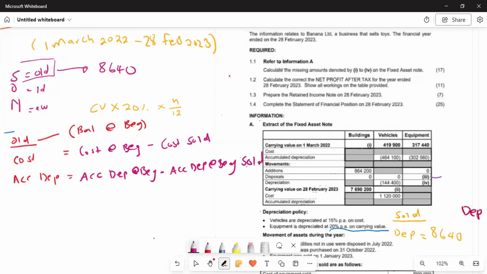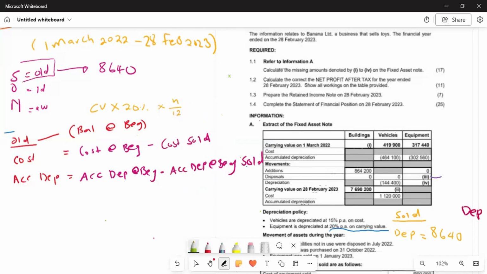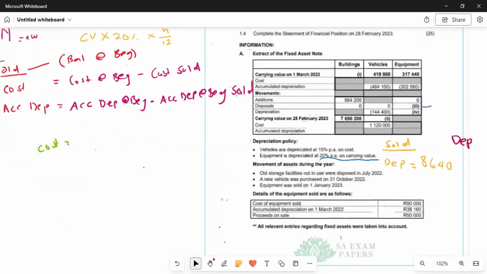Right. Now, let us try and identify these values here. So we're going to first start off with our cost. So our cost at the beginning of the year with regards to our equipment. It was not given, meaning that we need to calculate it. Why? We have the carrying value, we have the accumulated depreciation. We can calculate the cost, because remember, cost minus this accumulated depreciation, it will be equal to the carrying value.